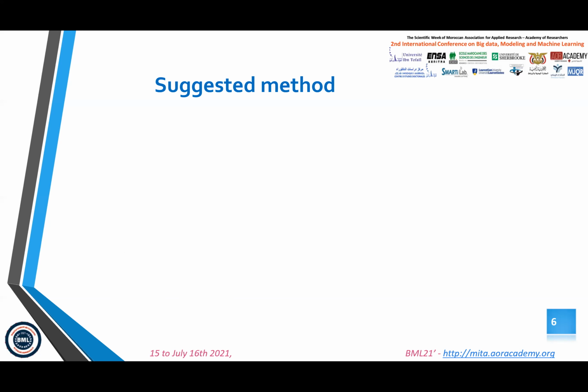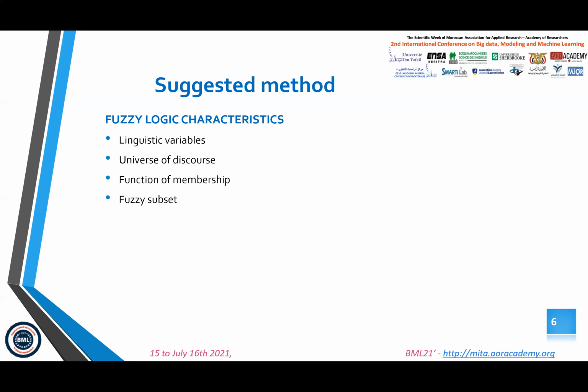After presenting the variables, we now focus on the fuzzy logic method. This approach attempts to simulate human reasoning and allows integration of imperfect data in a decision process. The basic characteristics of fuzzy logic are linguistic variables, universe of discourse, function of membership, and fuzzy subset. Moreover, the operating principle of a fuzzy logic system includes three phases: fuzzification, fuzzy inference engine, and defuzzification.